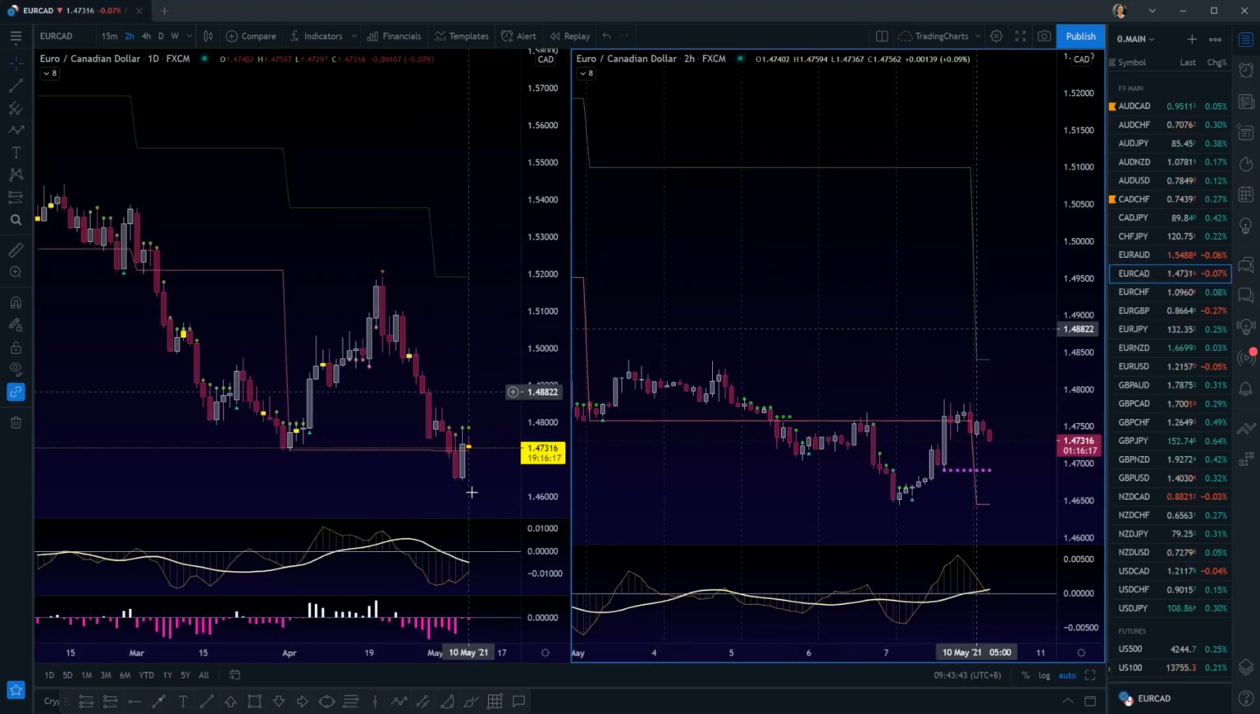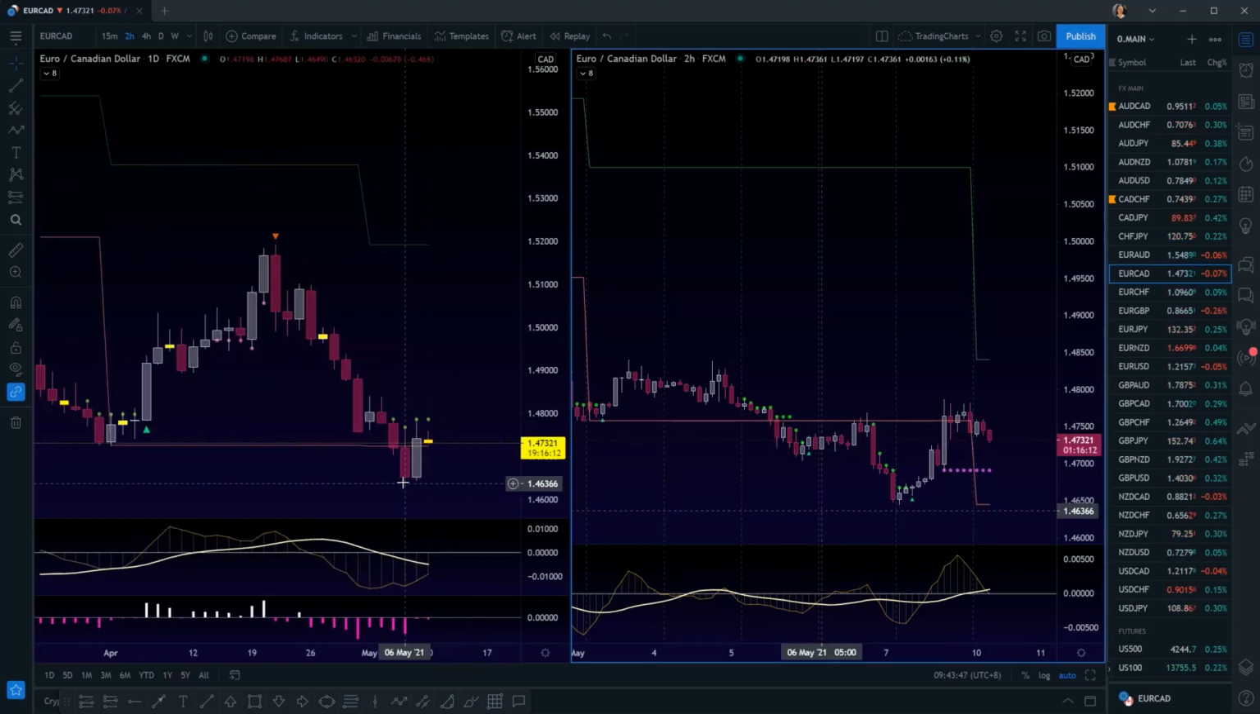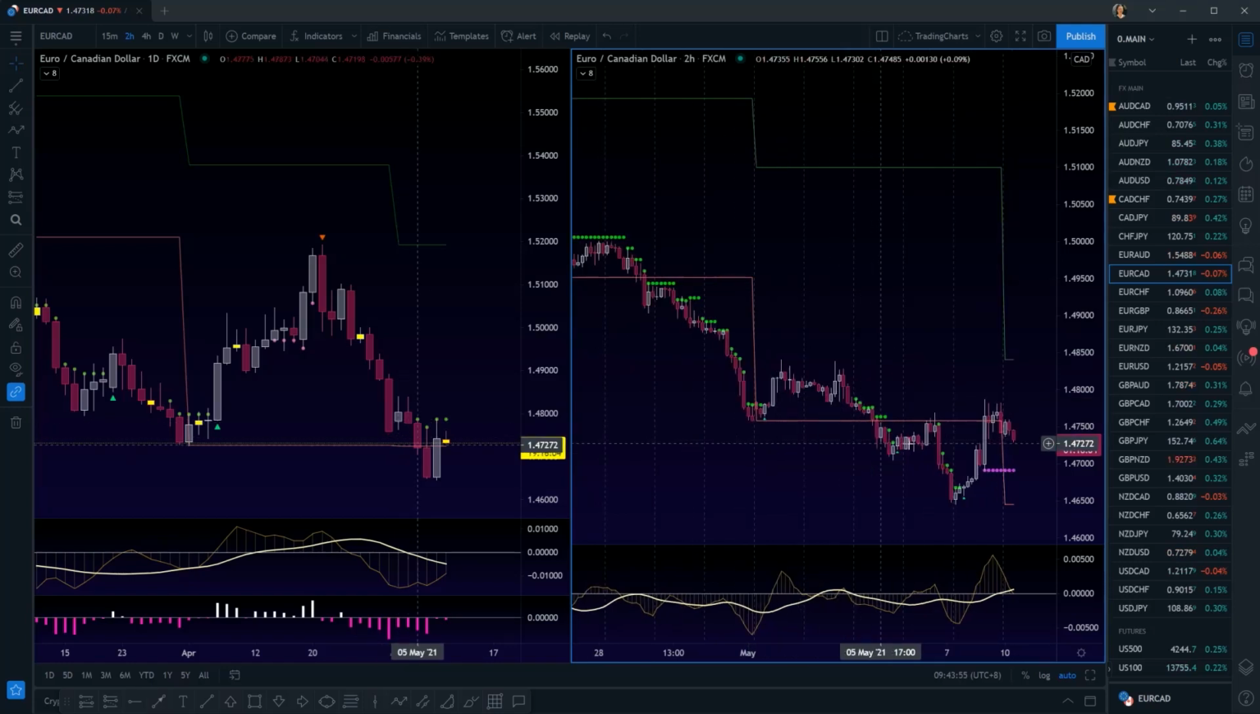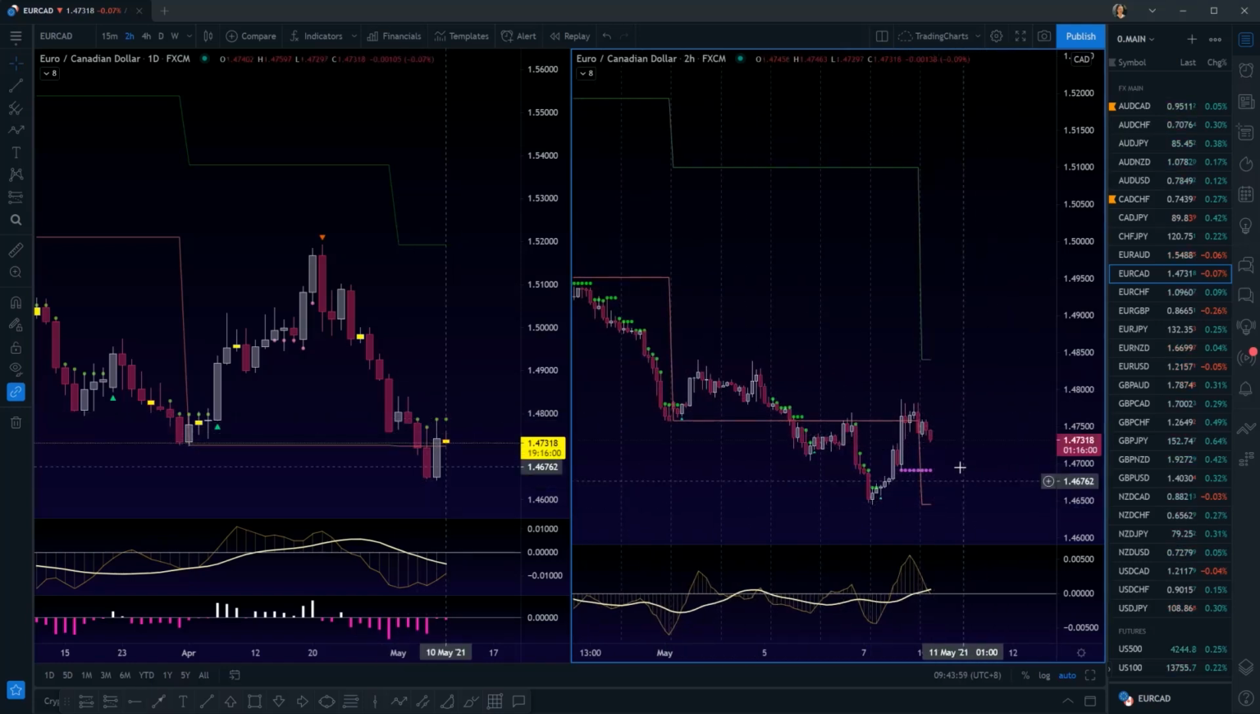Euro CAD. Okay, so it came back up here. So it tried to make a low and then got rejected, came back up and closed above the previous month high. So on the 2 hour chart, it's made a higher high compared to this swing. So yes, I'm interested in trading this as well, definitely. So let's set this.